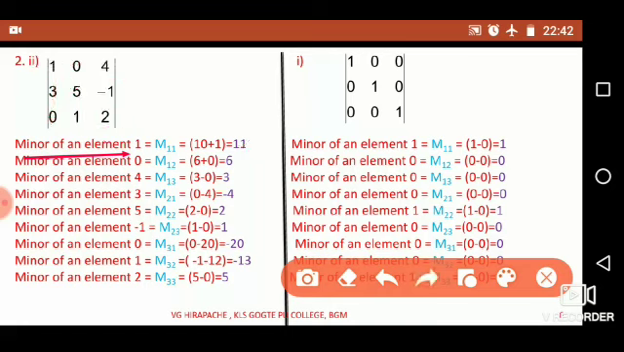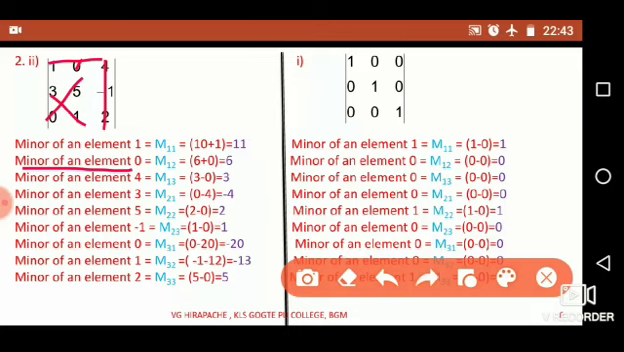We can find the minor of the second element, that is 0. Deleting the respective row and column, we are left with the second order determinant. Therefore, the minor of 0 is 6. Likewise, we can find the minor of 4, deleting the first row and first column. If I expand this, 3 ones are 3, minus 0 fives are 0. Therefore, 3 minus 0 is 3. Therefore, 11, 6 and 3 are the minors of the first row.